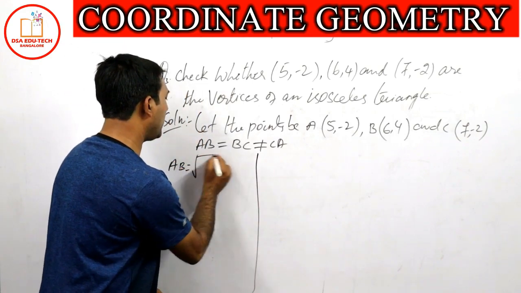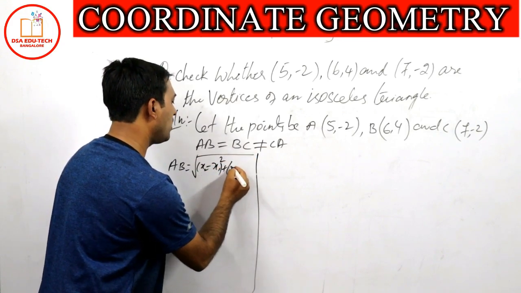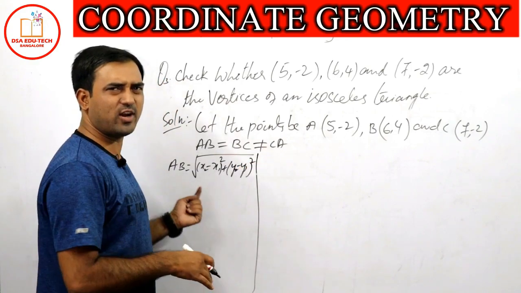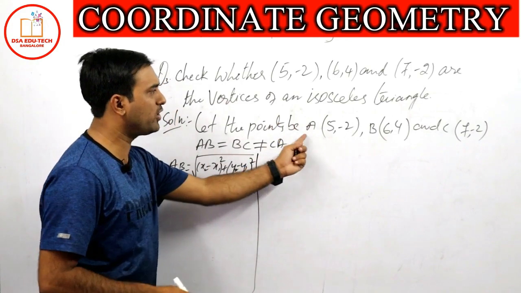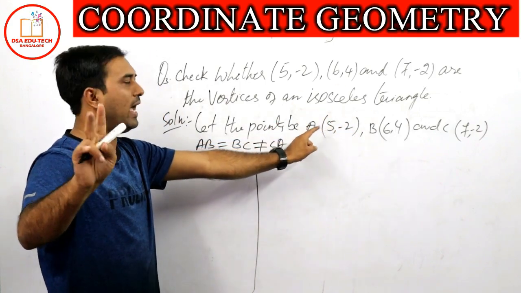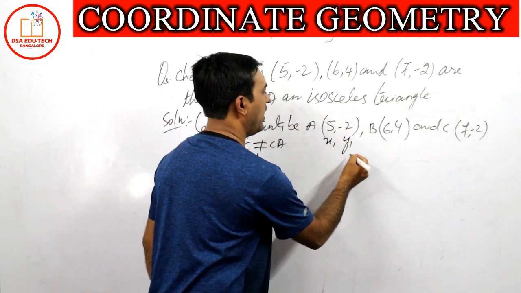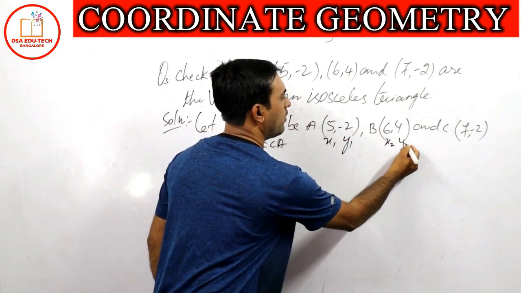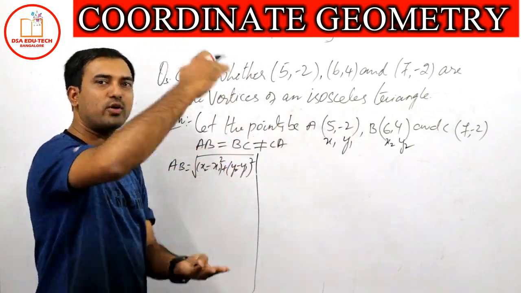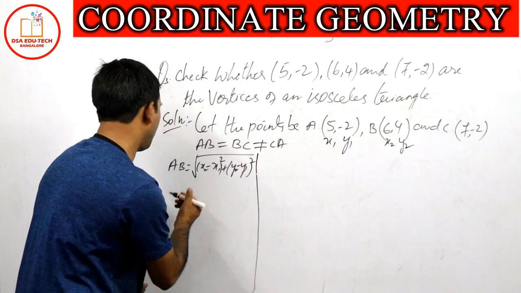AB equals root under x2 minus x1 square plus y2 minus y1 square. We are aware of this distance formula, right? So I am going to find the distance between A and B. My first point is A and second point is B. So my first point will be x1, y1 and second x2, y2. And this x1, y1, x2, y2 I am going to replace in my AB distance formula.